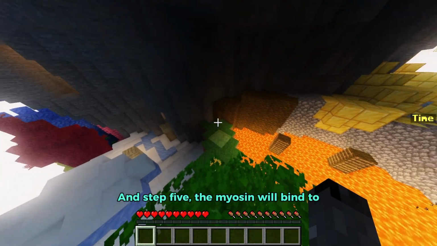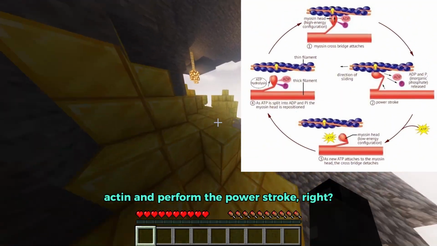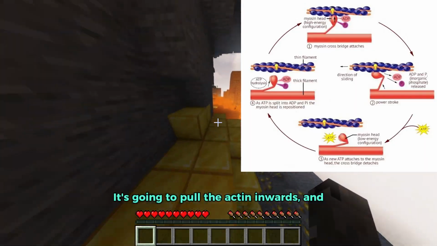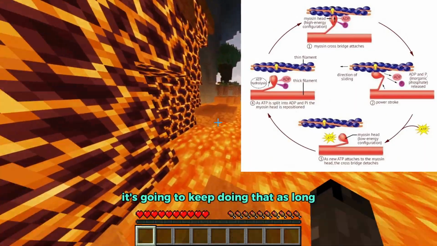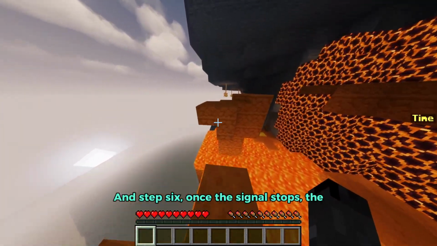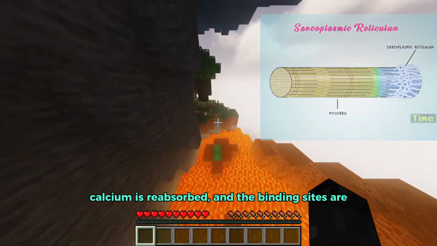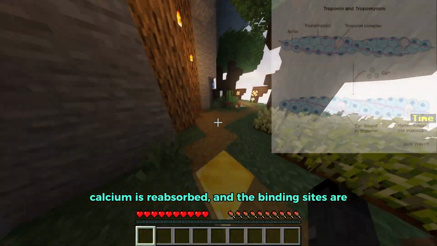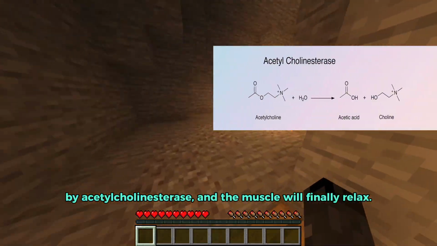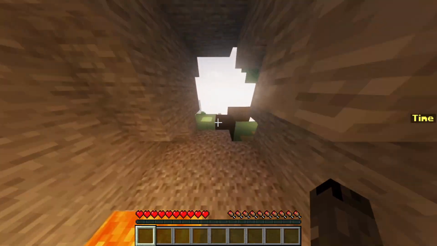And step 5, the myosin will bind to actin and perform the power stroke, right? It's gonna pull the actin inwards, and it's gonna keep doing that as long as ATP and calcium are present. In step 6, once the signal stops, the calcium is reabsorbed, and the binding sites are blocked on actin, and acetylcholine is broken down by acetylcholinesterase, and the muscle will finally relax.